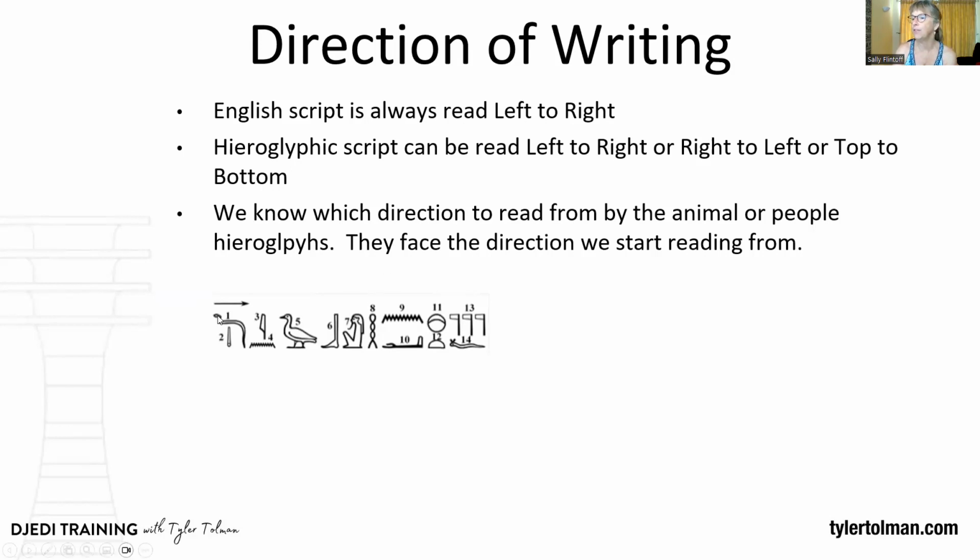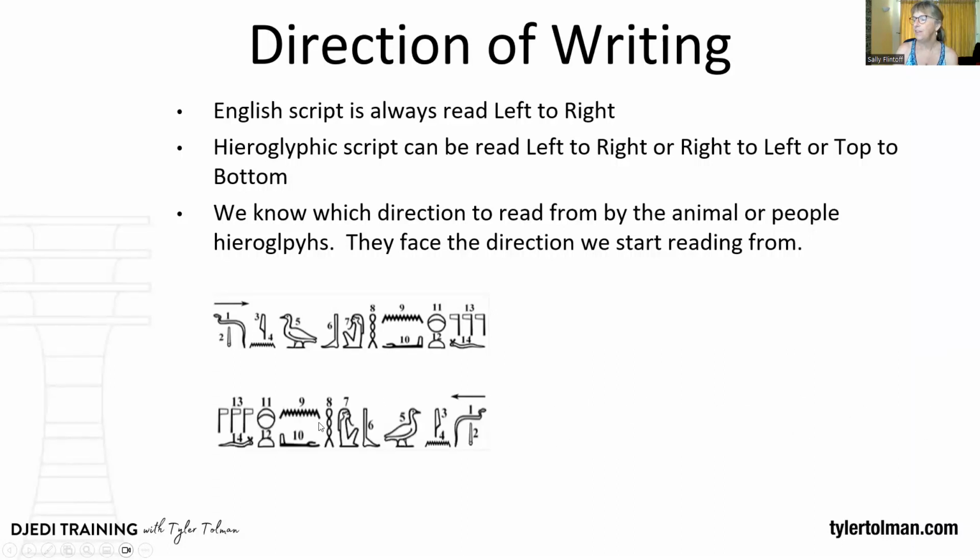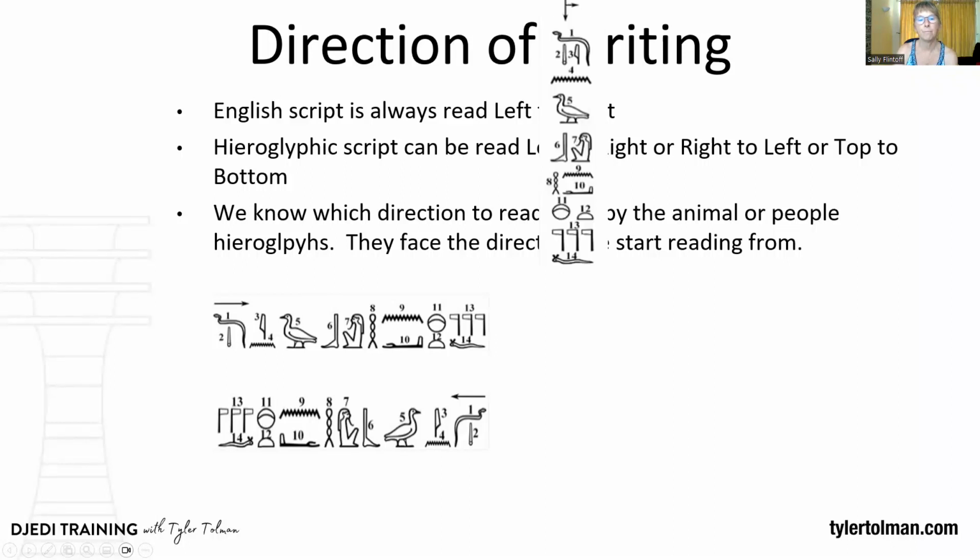In this example, you can see here the snake is looking towards the left, the duck, this man or god is looking towards the left. So we would start reading this from the left. The snake would be the first hieroglyph that we read. In this instance, we have the exact same set of hieroglyphs, only they've been turned to face the other direction, and therefore we would read from right to left in this instance, still starting with the snake here.